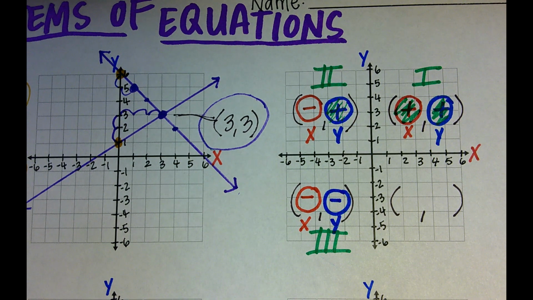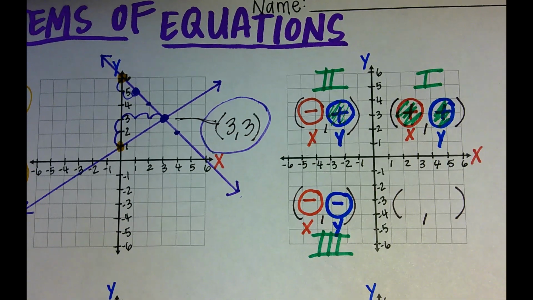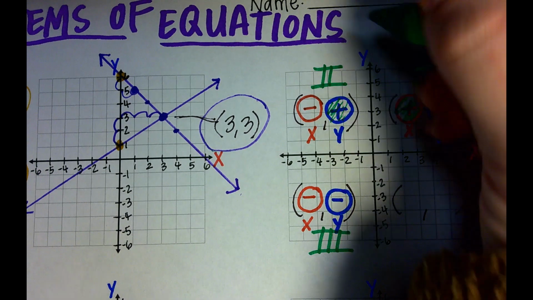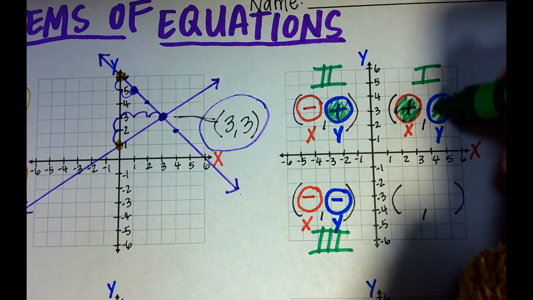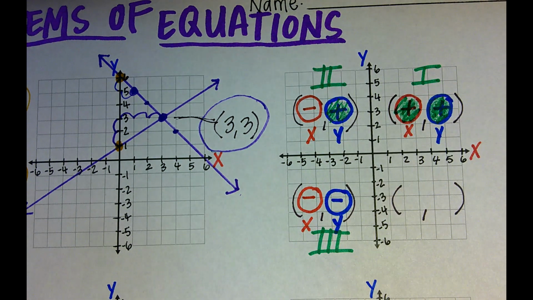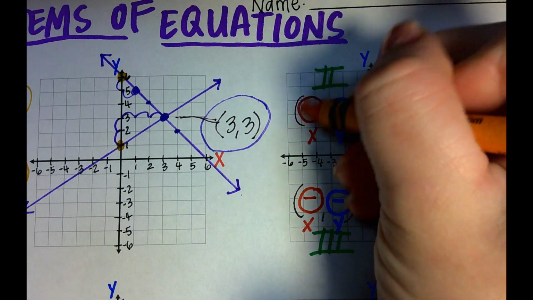Let's see. I feel like I need a colored pencil. Use crayons. There's my positives. My negatives.